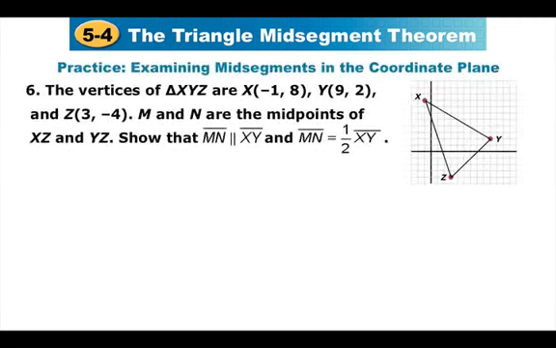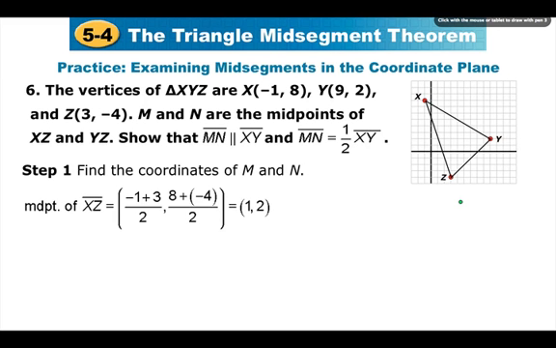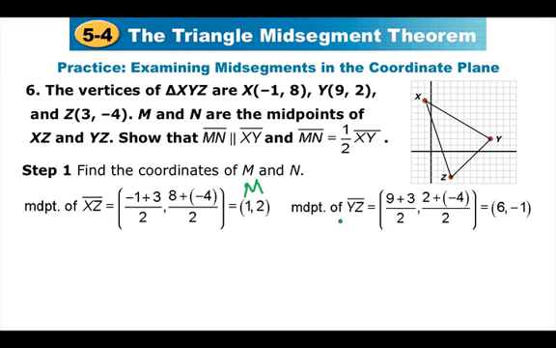This is a little bit long, but you should be able to follow. The vertices of triangle XYZ are right there: -1, 8, 9, 2, 3, -4. M and N are the midpoints of XZ and YZ, so they're somewhere over here. Let's go ahead and find the coordinates of M and N. You have to use the midpoint formula, which you saw in an earlier section. This is the midpoint of XZ, which we're going to call M, and the midpoint of YZ, which we're going to call N.